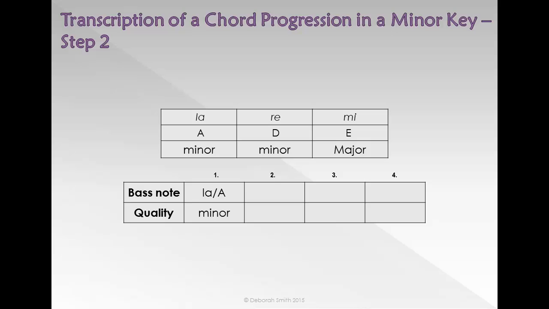We know that this progression is in A minor because the first chord, which is given to us, is the A minor triad. This tells us that all the chords that follow will belong to A harmonic minor.